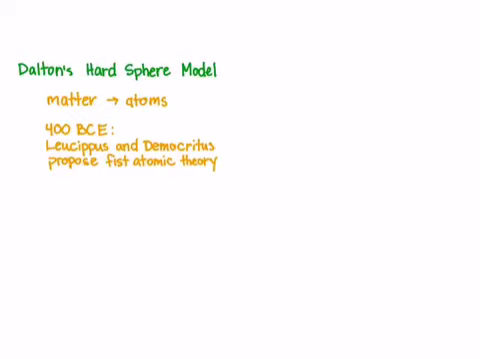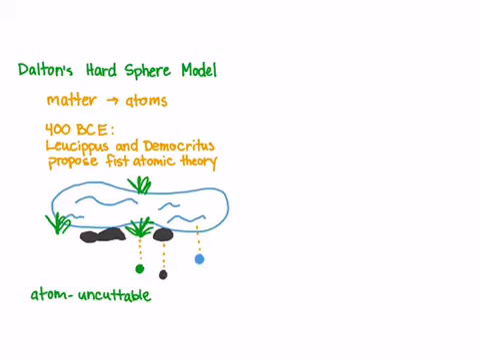The first atomic theory was proposed in 400 BCE by the ancient Greek philosophers Leucippus and Democritus. They suggested that all matter is composed of tiny, indivisible particles that they called atoms, which means uncuttable, and the different properties of matter reflect the kind of atoms that make it up.